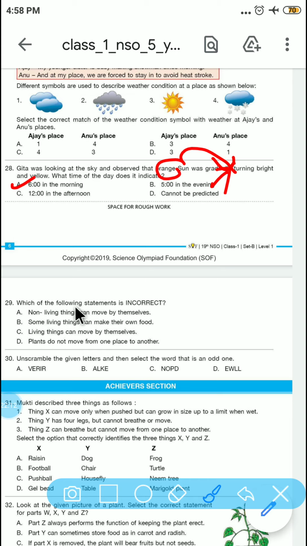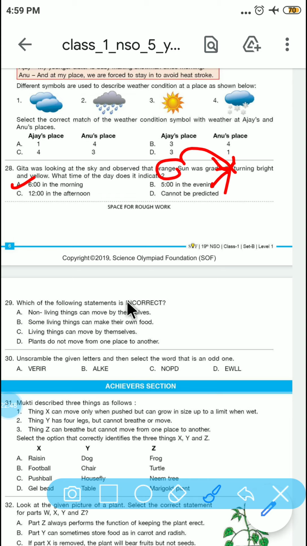Question number 29. Which of the following statements is incorrect? Non-living things can move by themselves. Is it correct? No. It is incorrect. Okay. So the question is, which of the following options is incorrect? Living things can move by themselves. Some living things can make their own food. So it is also incorrect.